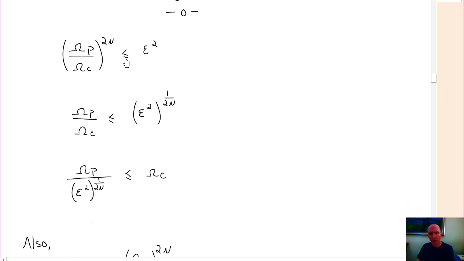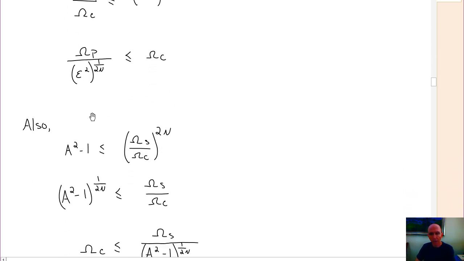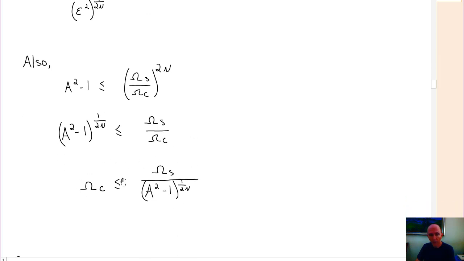Now, once we have chosen n, we can go back to the other equations and find omega c. From this equation, the only unknown would be omega c, and so if we solve for omega c, this would be the equation. In the other equation, we also have omega c. In solving for that, we have this equation.